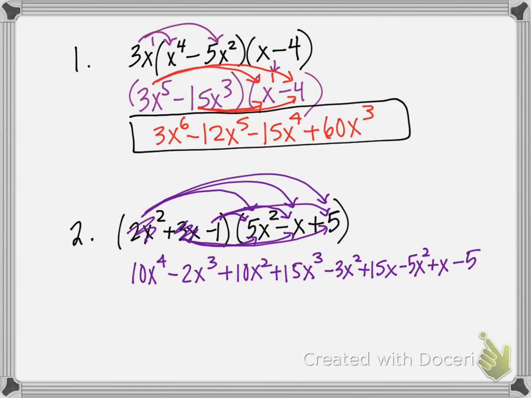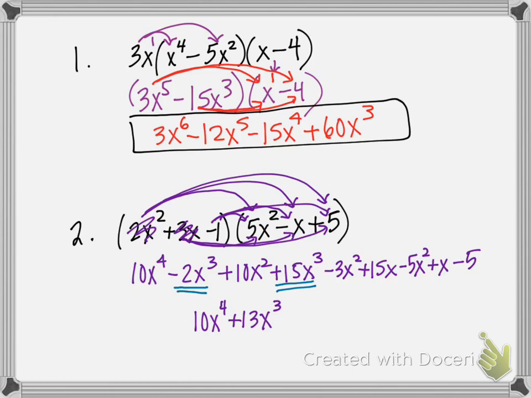So starting to combine, x to the 4th, I don't see any other x to the 4ths, so I'm looking for x to the 3rd. So I can combine negative 2x to the 3rd plus 15x to the 3rd. So actually I'm going to start writing my answer here. So I know 10x to the 4th is my first term because it's the highest degree. So negative 2x to the 3rd plus 15x to the 3rd would be 13x to the 3rd.